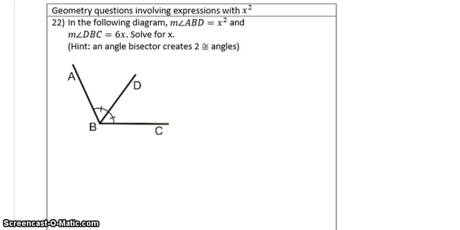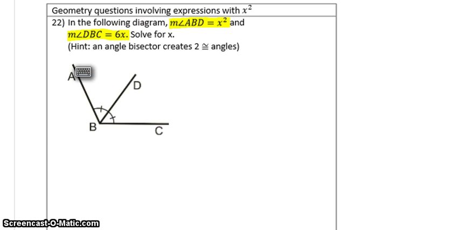In this video, I'll be going over examples 22 through 25 on the half blue sheets of paper. Let's start with number 22. In the following diagram, the measure of angle ABD equals x squared, and the measure of angle DBC equals 6x.